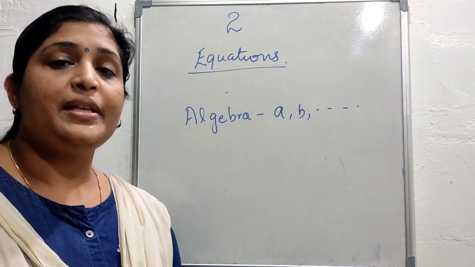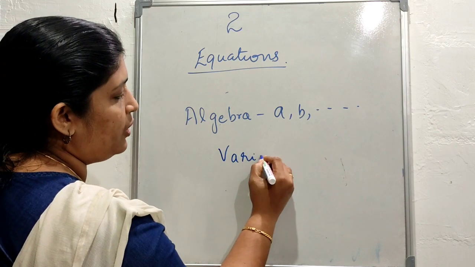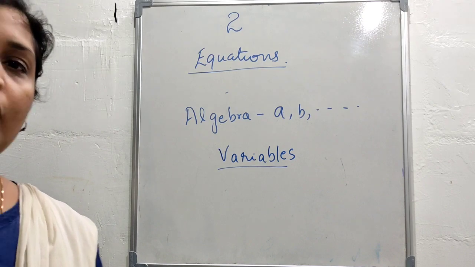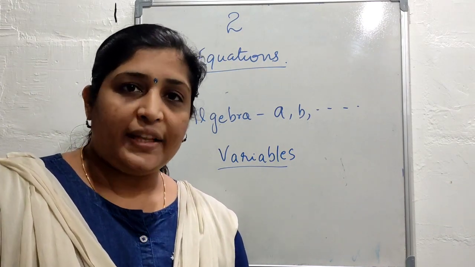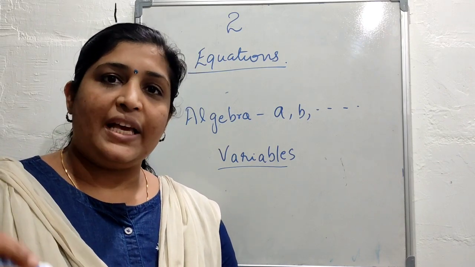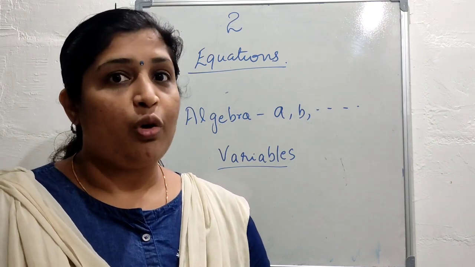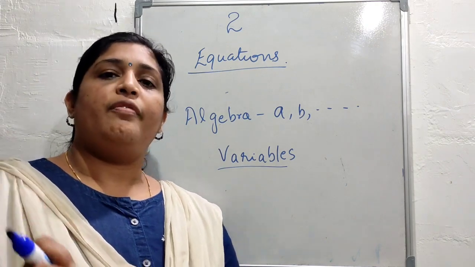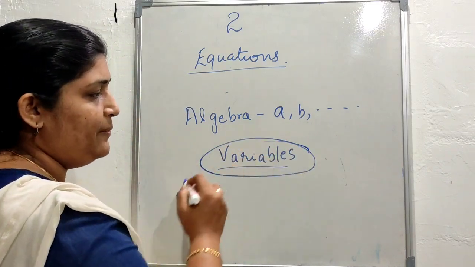These alphabets are called variables. Why are they called variables? Because their values vary from one equation to another. In one equation the value of a variable is 1, then in the next equation, the value of the variable will be 2 or 3 or something like that. So the value of the variable is varying, and that is why we have the name variables.